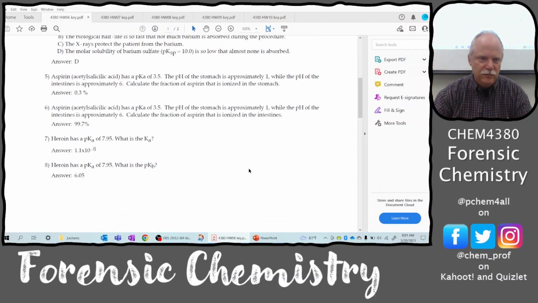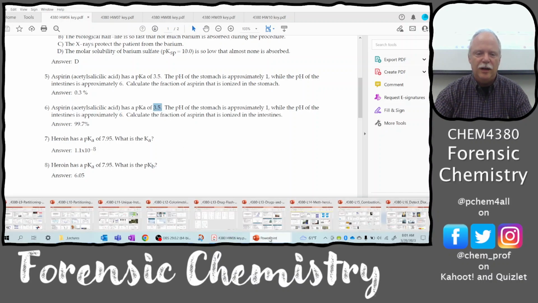The aspirin has a pKa of 3.5. The pH of the stomach is approximately 1, while the pH of the intestines is approximately 6. So calculate the fraction of aspirin that's ionized in the intestines. And so we're looking at a pH of 6, and we're comparing that to a pKa of 3.5.